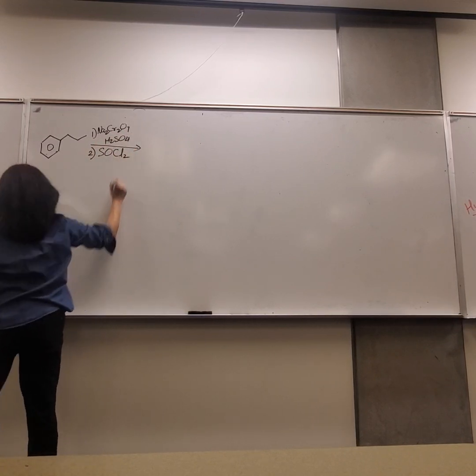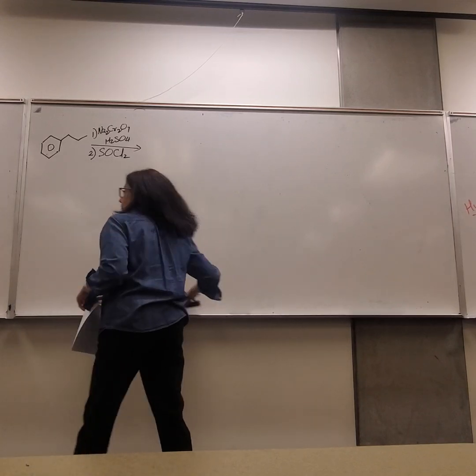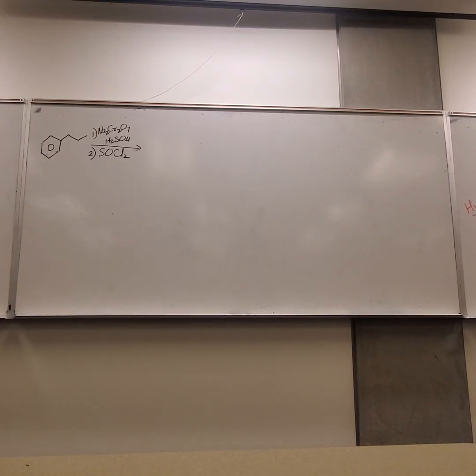What would I get after those two steps? That's from a previous chapter, so hopefully we can do this fast. Na2Cr2O7 converts the R group into a carboxylic acid. So what's the final product, Carter? An acid chloride. Do you all agree?